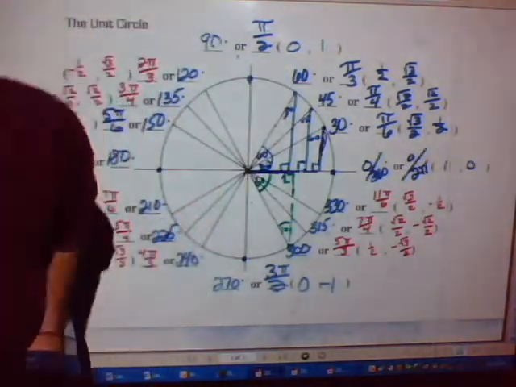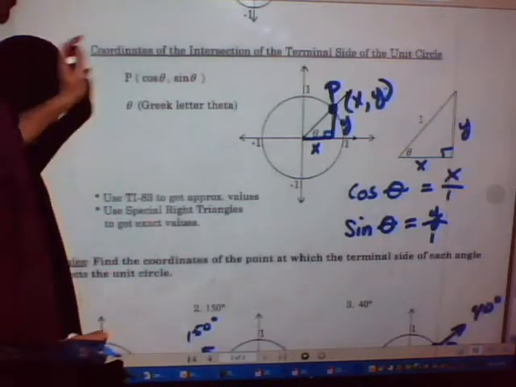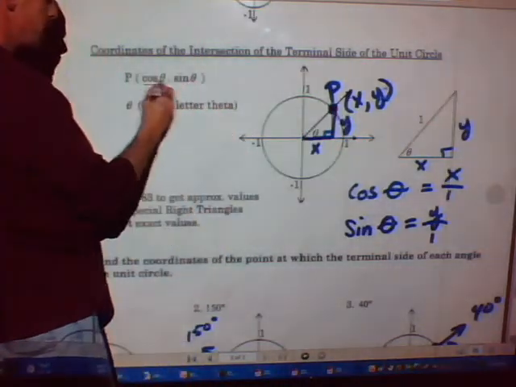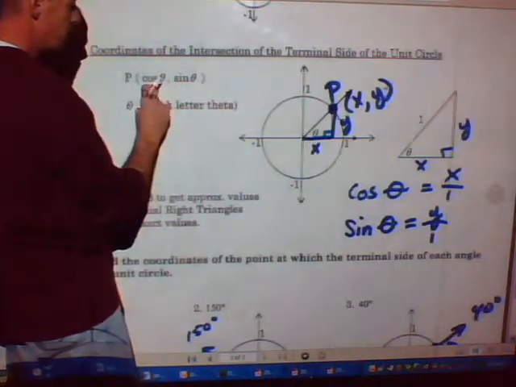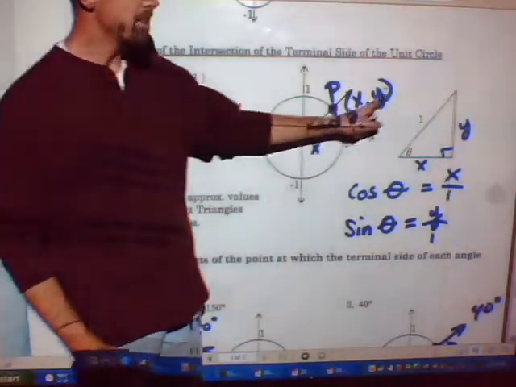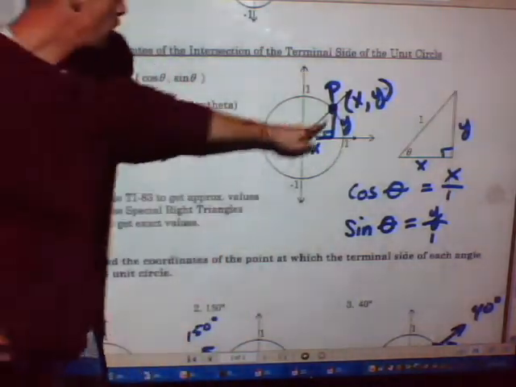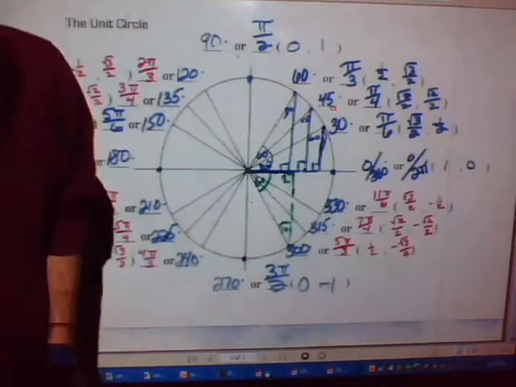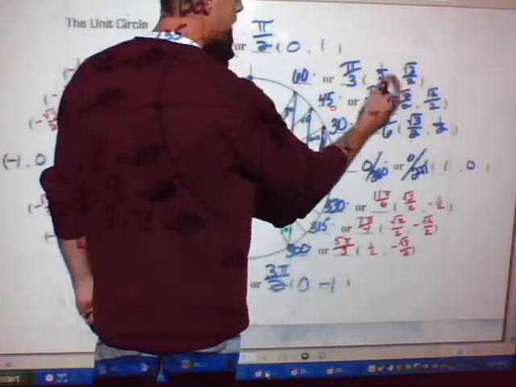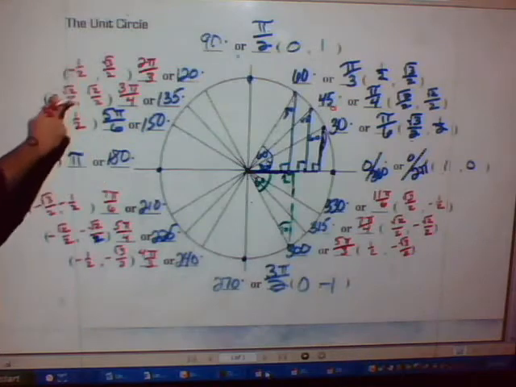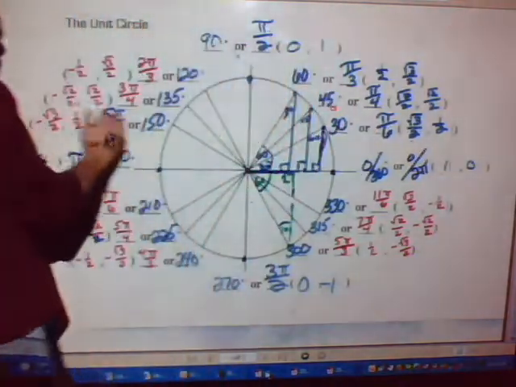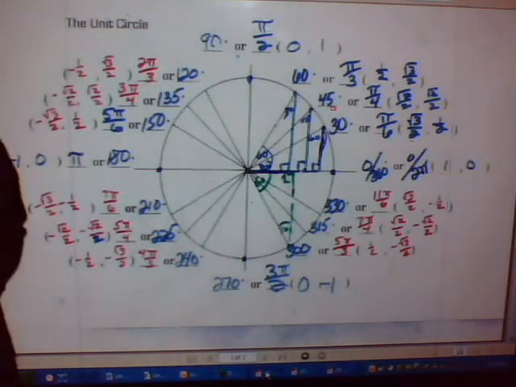Because as you recall from the notes on the first day, when we were finding the coordinates of this point, the x-coordinate of this point represents the cosine, and the y-coordinate of this point represents the sine. The sine and the cosine are the x and y values of the points, all the way around the unit circle. So all the x-coordinates all the way around are your cosine values. The y values of every single point all the way around are your sine values.